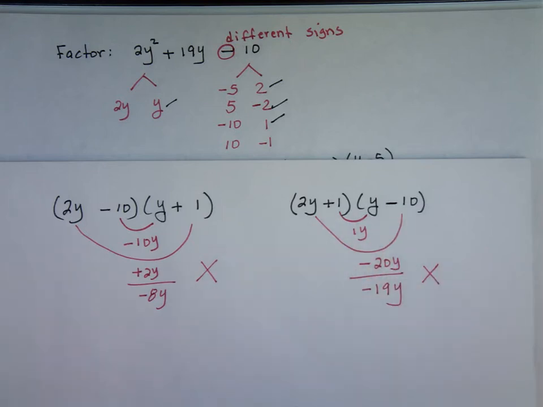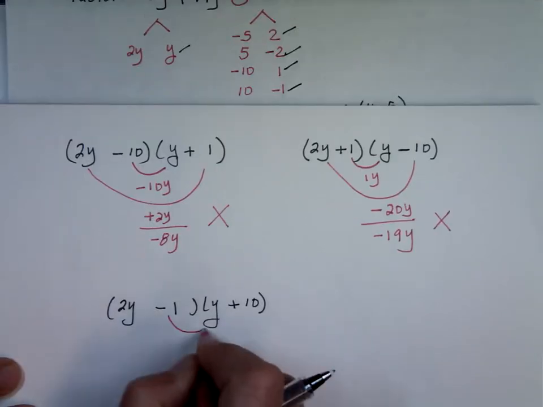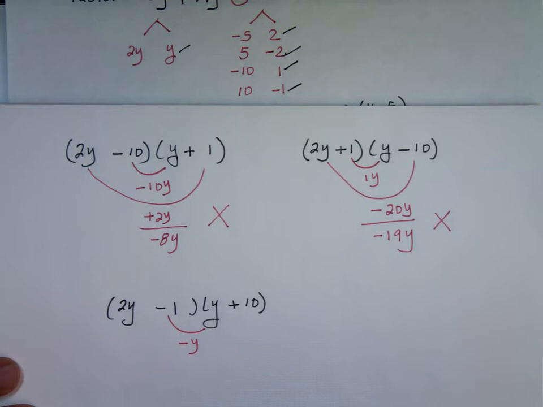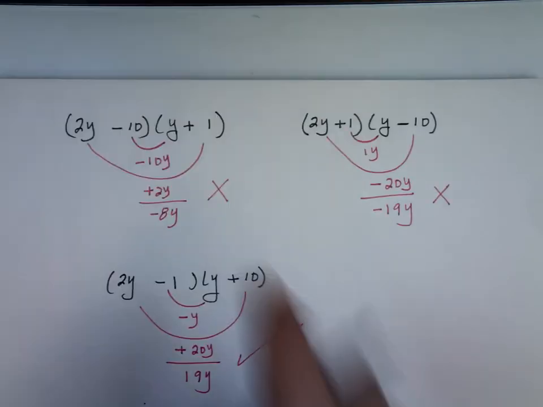So let me try the last option now. I'm going to put the 10 on the right side and the minus 1 here. It's plus 10 minus 1. Saves me a step there. This is a minus y. This is plus 20y. When you add them, what do we have? 19y. And finally, we get the right answer. How many tries did it take us? 1, 2, 3, 4, 5, 6, 7 tries to get that answer.